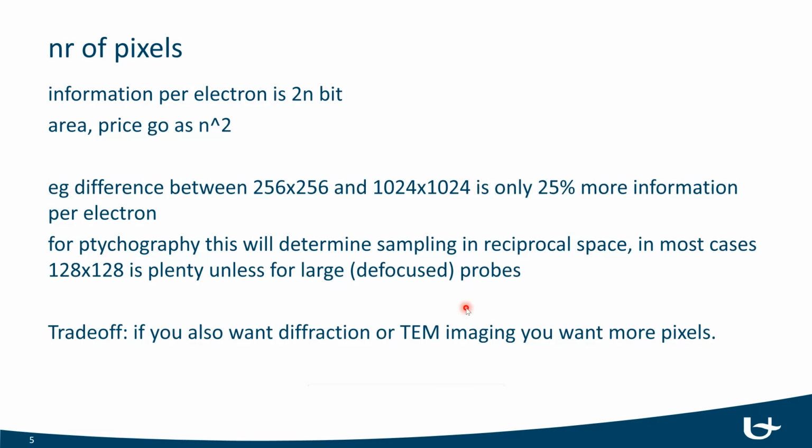So maybe there is more you want to do with this camera than only ptychography. If you want to do diffraction, or maybe at some point also TEM imaging, you will want to have a little bit more pixels. So you have to think about whether it is single use for STEM only. If you want to do serious diffraction work, you want to know with fairly high precision where your diffraction spots are, and then you probably want more pixels than 100 by 100, but that's a trade-off you have to make.